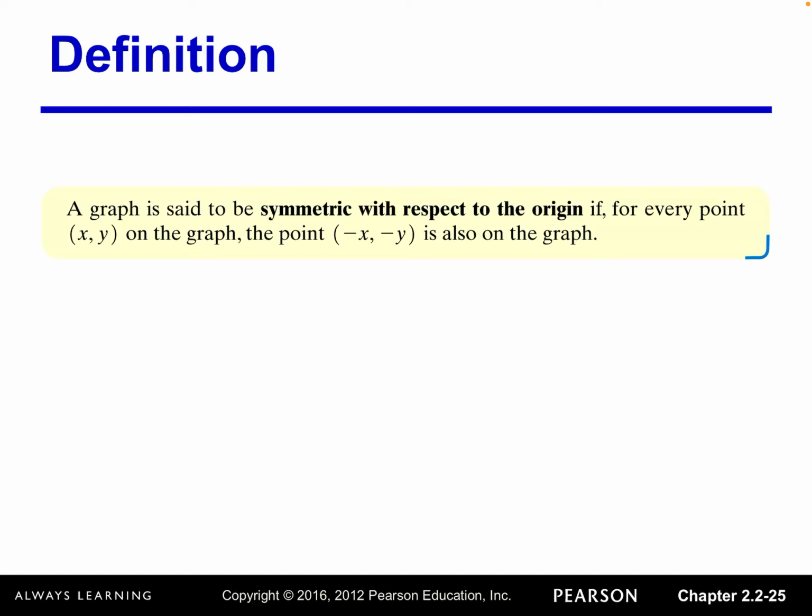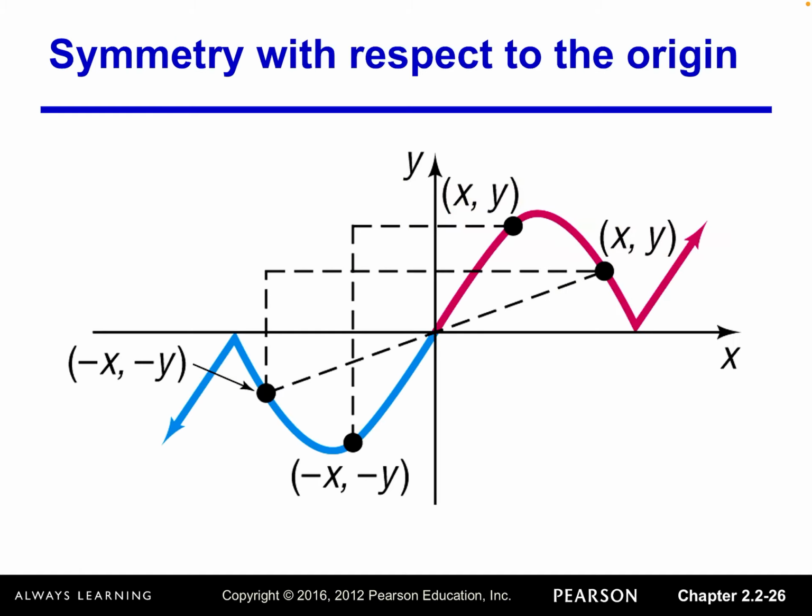The last symmetry definition: a graph is said to be symmetric with respect to the origin if for every point (x, y) on the graph, the point (-x, -y) is also on the graph. So symmetric with respect to the origin, both x and y coordinates become opposite sign. So (-x, -y) must also be on the graph. Let's look at what the graph should be.